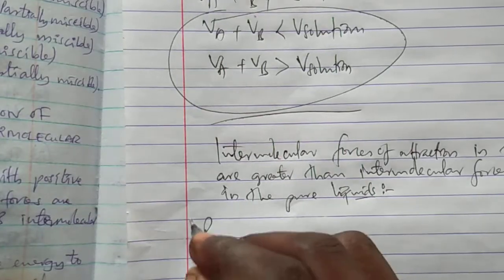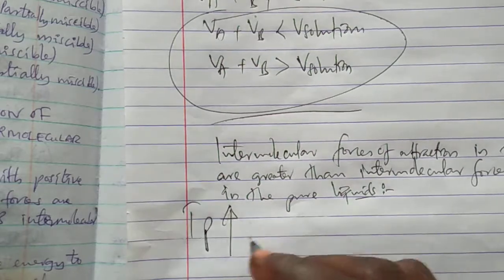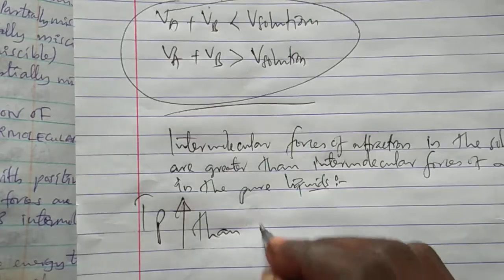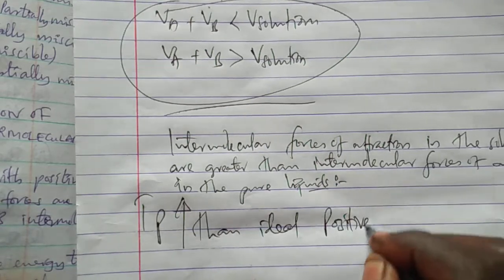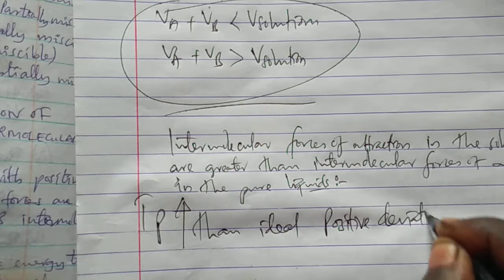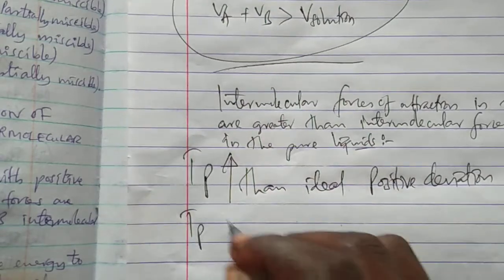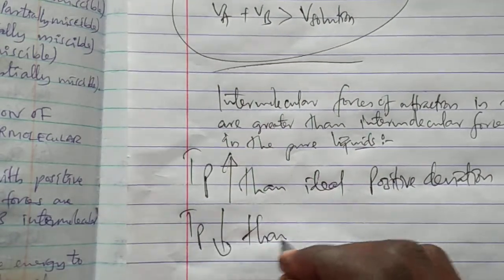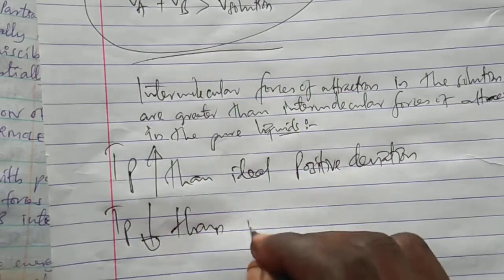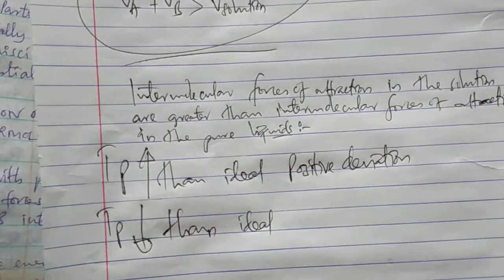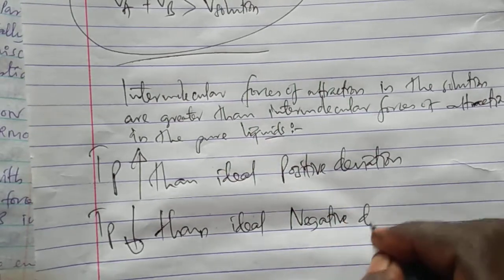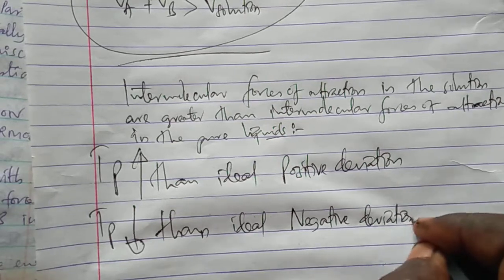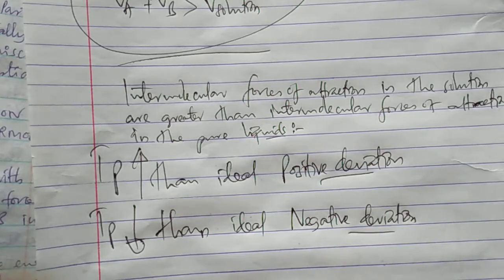Those having total pressure higher than ideal, we call positive deviation. And those having total pressure lower than ideal, we call negative deviation. So we have two categories of non-ideal solution.